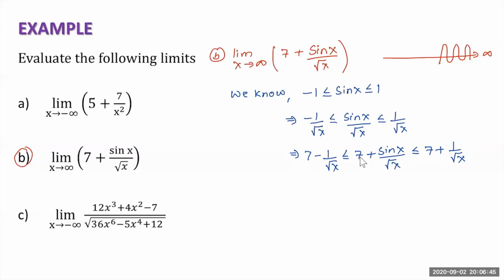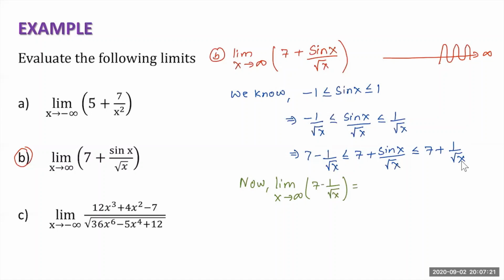So now this function, 7 plus sine x over x, is squeezed between 7 minus 1 over square root of x and 7 plus 1 over the square root of x. Now what we are going to do is find the limit as x approaches infinity of 7 minus 1 over square root of x and 7 plus 1 over square root of x. So let's try that. Now, limit as x approaches infinity of 7 minus 1 over square root of x.